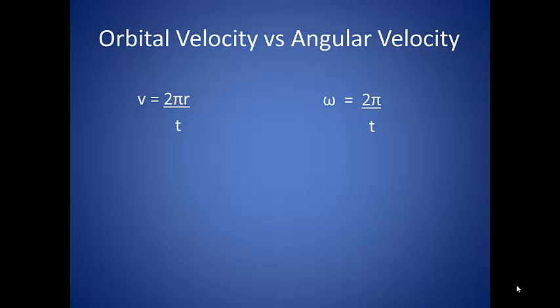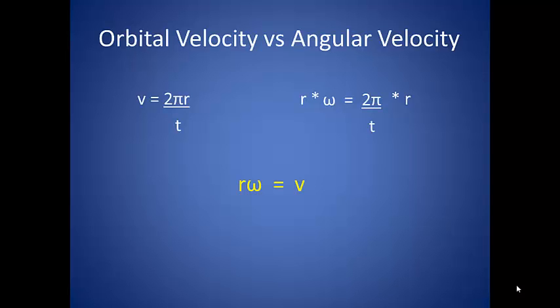Algebra savvy someones might notice that we could multiply both sides by r and find that circumference divided by time is orbital velocity. So the angular velocity multiplied by the radius equals the orbital velocity. As you might expect, because it is traveling a further distance in the same time, an object further from the center of rotation would need to have a higher velocity than one closer to the center of rotation.